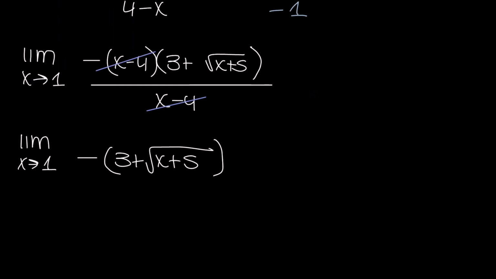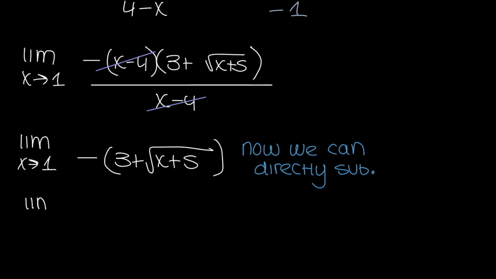And we can do a direct substitution. Now we can directly substitute. Let's shorthand this, which will give us the limit as x goes to 1 of minus 3 minus x plus 5. Why do I keep holding it? There. And then we can plug it in.